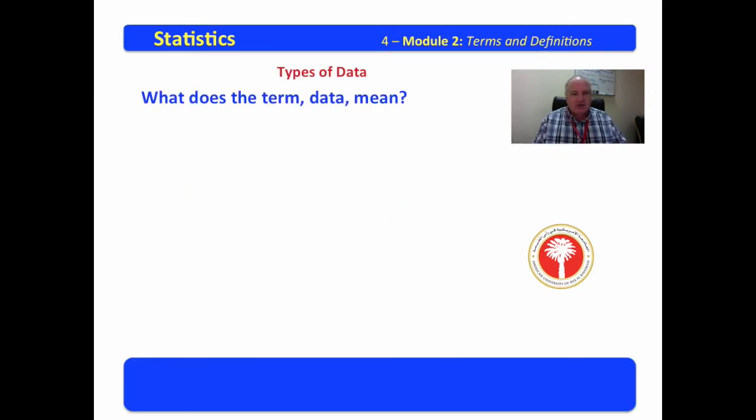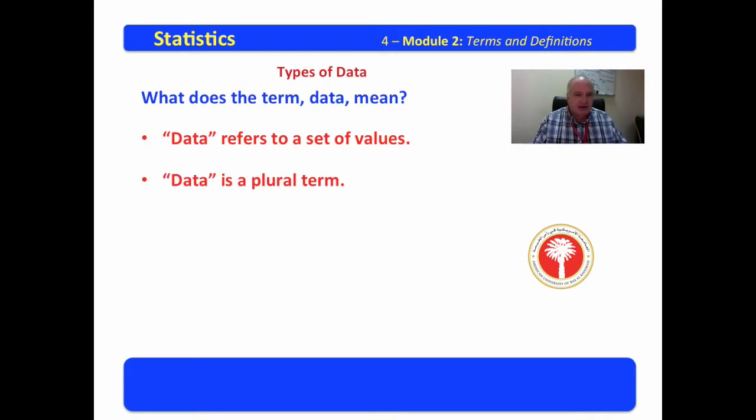We will start out with the types of data, and what does the term data mean? Data refers to a set of values. Now notice that does not say data refers to a value. Data refers to a set of values. Data is a plural term, and the singular of data is datum. When we are talking about one value, we are referencing a datum. When we are looking at a set of values, we are examining data.